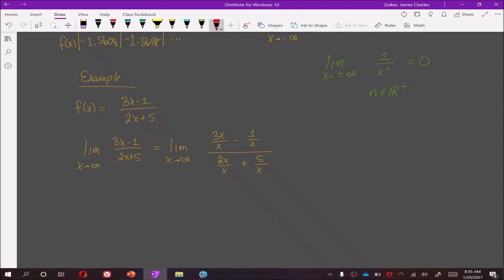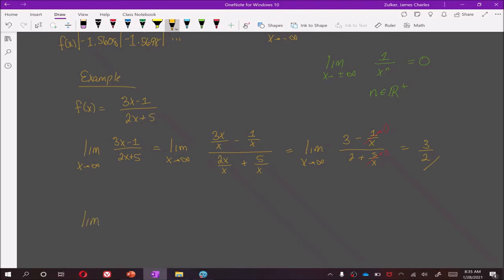Now, of course, remember the limits. There's one more step I want to do, right? Simplify as much as possible. So 3x over x becomes 3. Two x over x becomes 2. Now, using the fact that the limit can be split across quotient, addition, subtraction using the limit laws, that limit will go to 0, that limit will go to 0. So we're left with 3 over 2 as our limit.